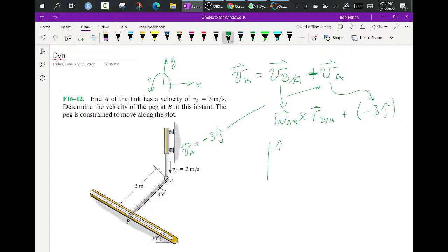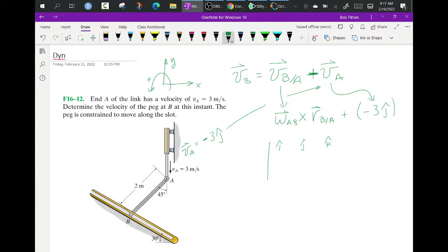So I can list this as I, J, and K. Let me double check the string. Give me a second. Make sure everything is okay. Uh-oh. I'm not hearing any audio. Oh, I hear it.